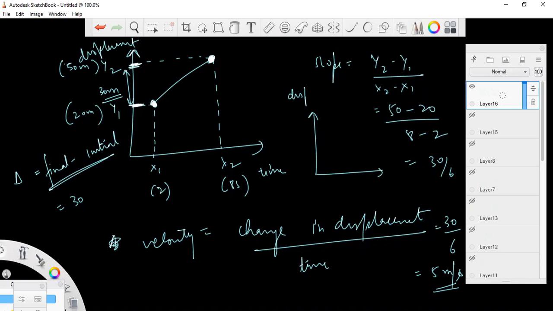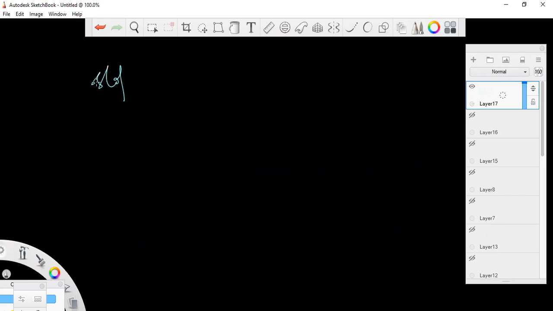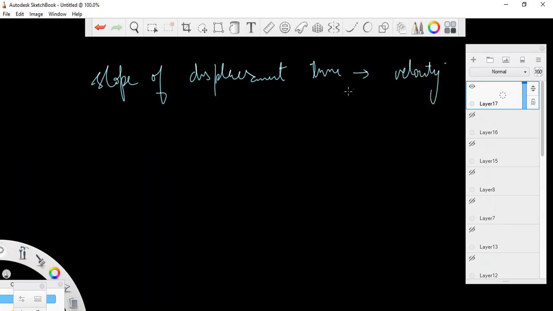From this I can say that the slope of the displacement time graph will give you what? The velocity. Yes, sir. And what was velocity? Velocity was the rate of change of displacement, correct?